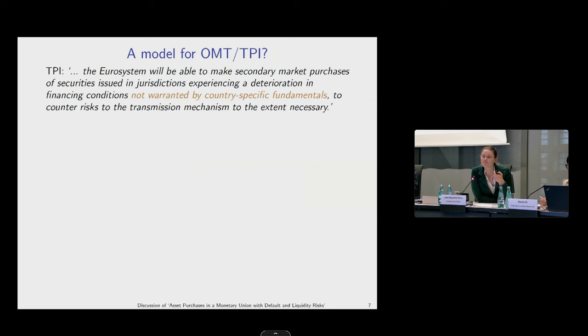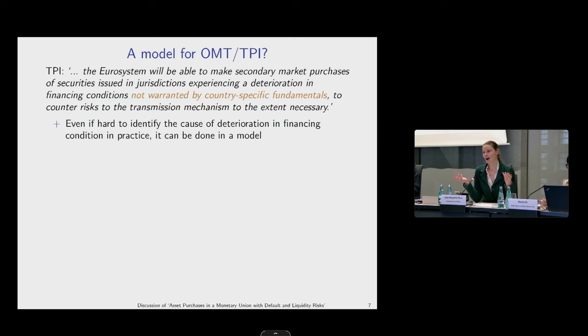So now to my first comment, is this a model for specifically OMT or TPI? Here I reported the description of TPI in the ECB statement, and it says that the Eurosystem will be able to make secondary market purchases of securities issued in jurisdictions experiencing a deterioration in financial condition not warranted by country-specific fundamentals. So we all know how hard it is to really identify the cause of the deterioration in financial condition in practice. But this can be done in a model.